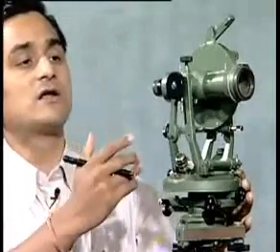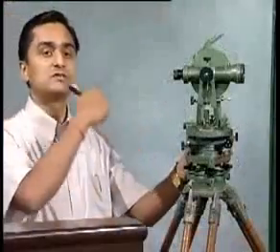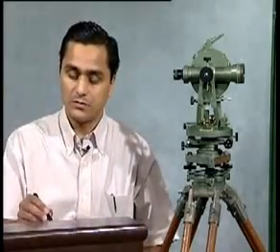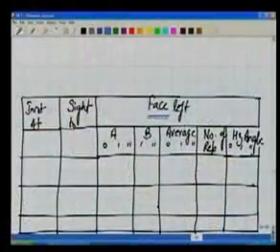So this we will see later on when we are talking about the errors in the theodolite. So right now we will take it like this: face left observations and face right observations. Okay, so the table which I have made here is for face left right now. As you can see here, face left observations.